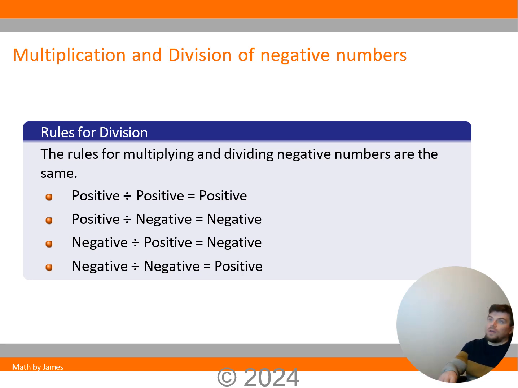And now we have a look at the division. So a positive divided by a positive is a positive. So let's do 6 divided by 3 gives us 2. So positive divided by a negative, 6 divided by negative 3 gives us negative 2.